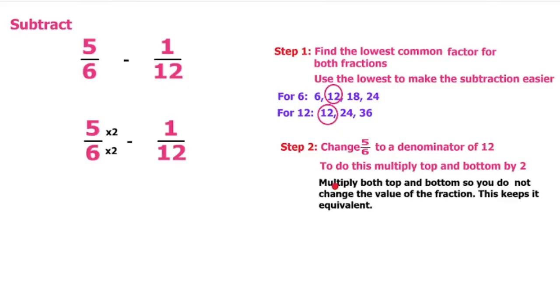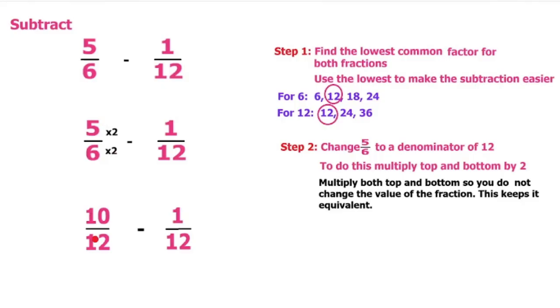And it's important to note that you have to multiply both top and bottom so you do not change the value of the fraction. This keeps it equivalent. So we've multiplied our top and bottom by 2. So it's 10 over 12 now.